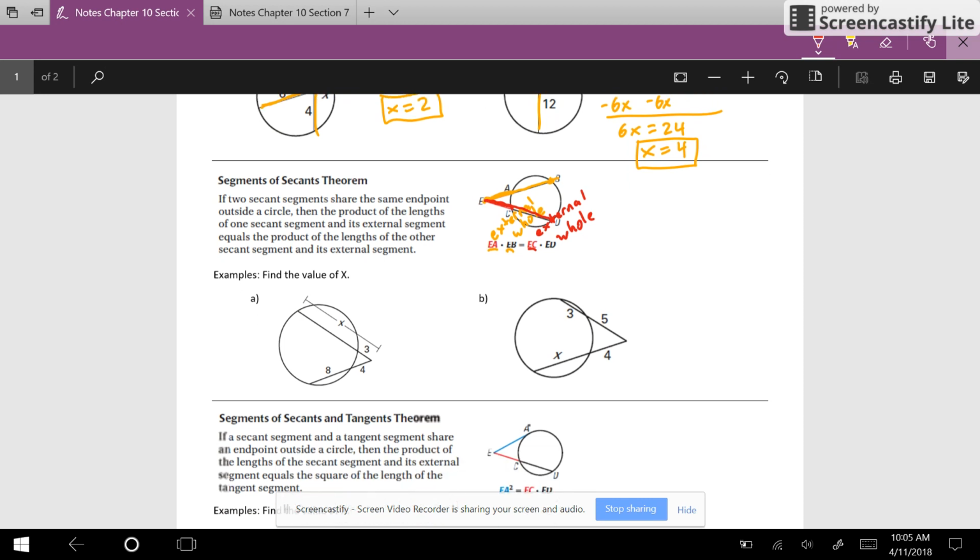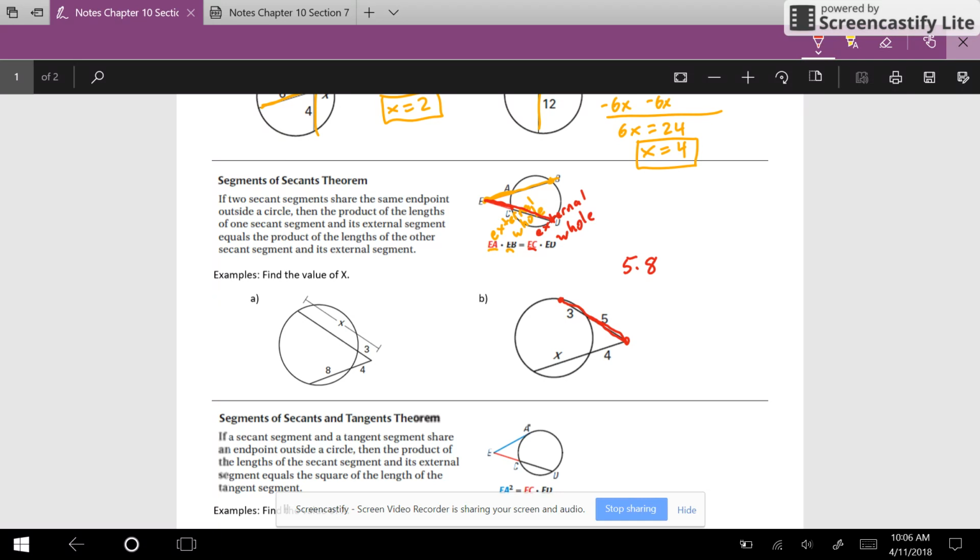But if we look at B, it doesn't matter which secant we use first. I'll use this top one. Its external part is 5, so I'll start with that. So that's external, and then I have to multiply that by the whole. So I need to find the length of the entire secant. So that's starting on the circle and going all the way to the outside point. Now it doesn't give me that distance, but it does break it into two parts, 3 and then 5 more. So if I want the whole thing, I just add together 3 and 5, giving me 8.